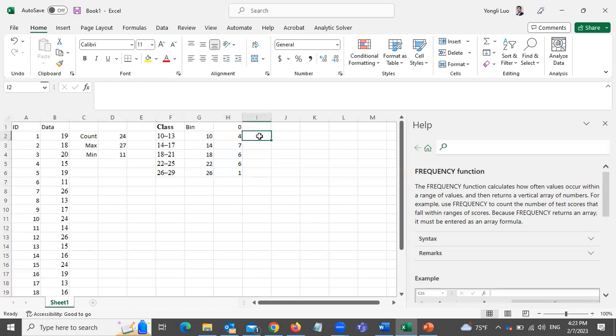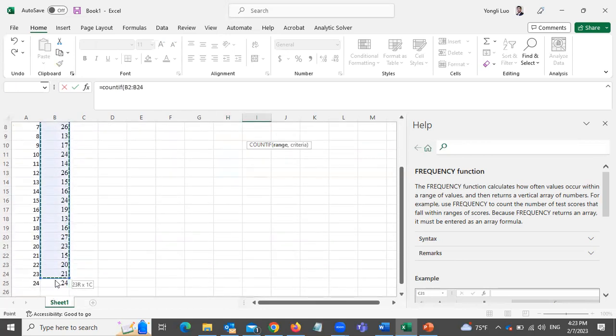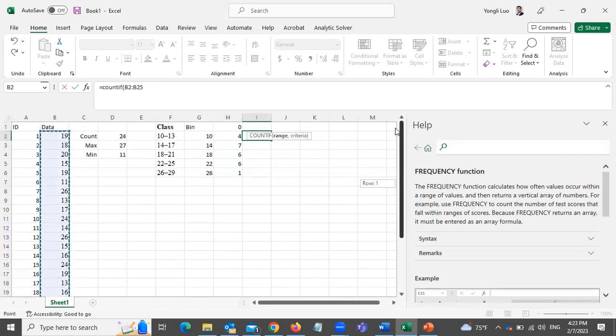So all you can do is use COUNTIF. COUNTIF, and the range, okay, so you count all those numbers. Then you set the criterion. For the criterion, you're using greater than 10 but less than 13. So you can set up the COUNTIF function. This is also how you can get the result, using the function called COUNTIF.